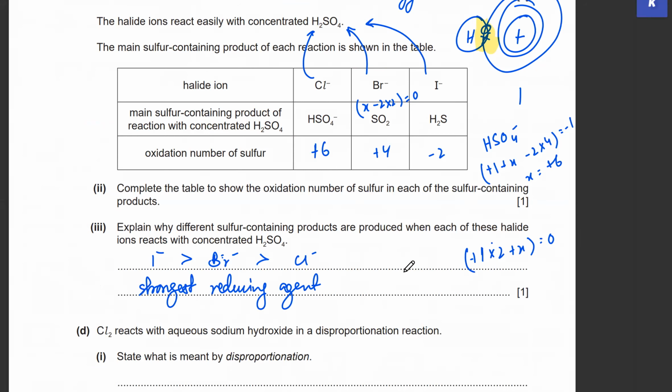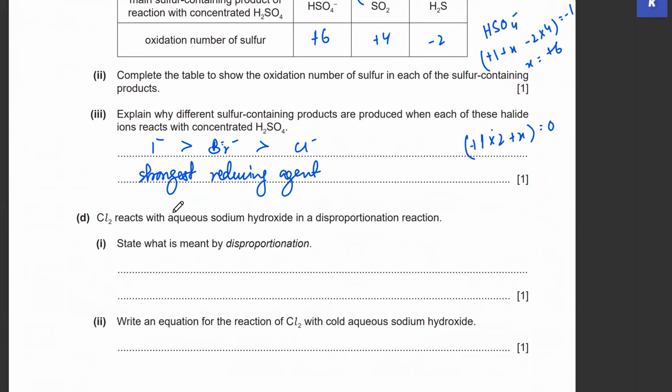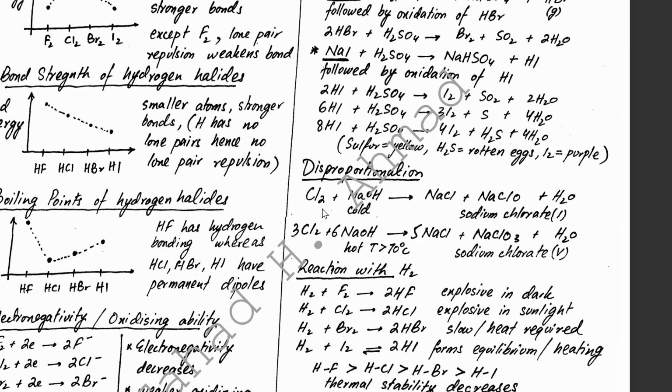Yes, sir. Next one is Cl2 reacts with NaOH. This one is also inorganic, and it is disproportionation. Cl2 reacts with cold NaOH, it forms NaCl, NaClO, and H2O. Cl2 also reacts with hot NaOH, and it produces NaCl, NaClO3, and water.